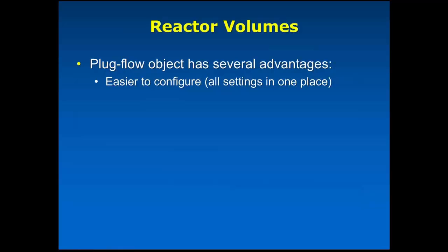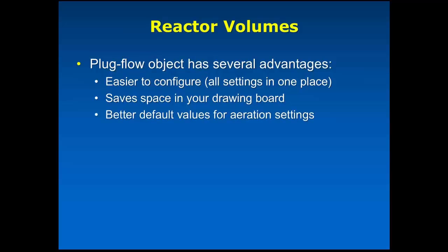It certainly saves space on your drawing board, especially if you have parallel lines or something that's complicated where you have some combined RAS coming back. You know, you have a lot of lines on your drawing board. It's nice to be able to save some space there. There's better default settings for some of the aeration settings if you use the plug flow tank. For example, if I were to drop 3 CSTRs in a row and hook them up, they are going to have the same default settings for things like alpha. However, if I use one plug flow tank, then our defaults are already tapered along the length of the tank. So that allows you to have possibly somewhat more accurate settings right off the bat before you start doing your calibration.